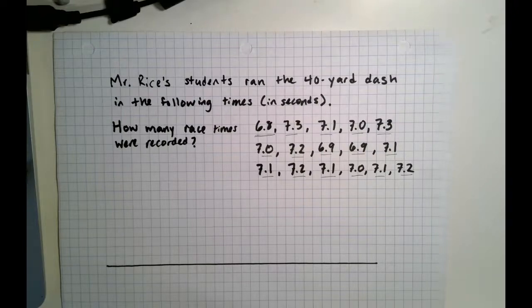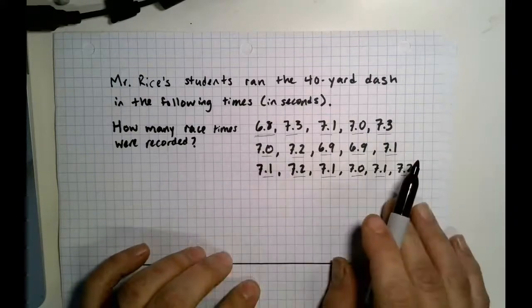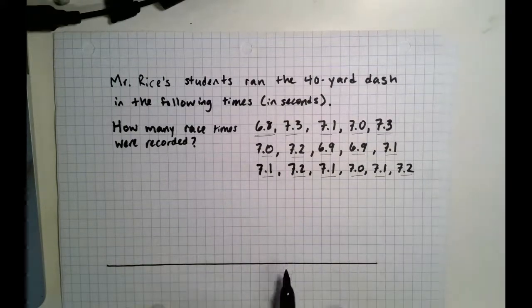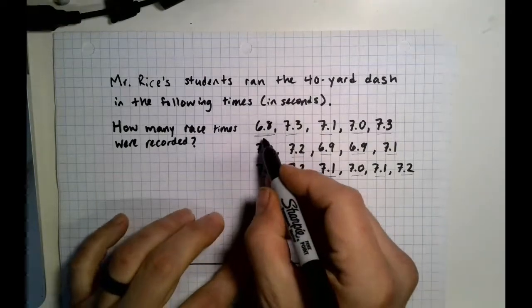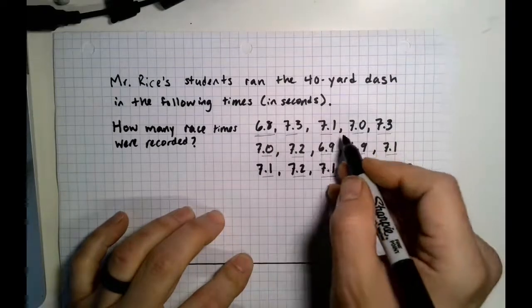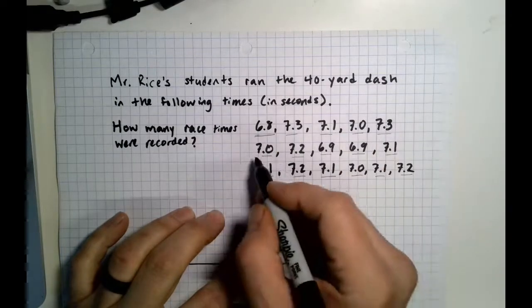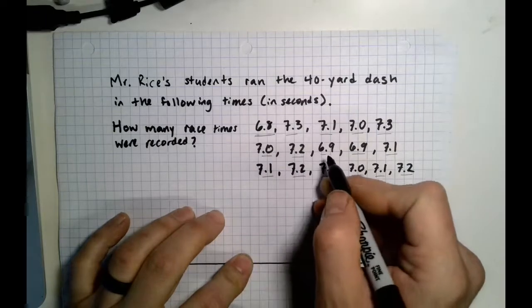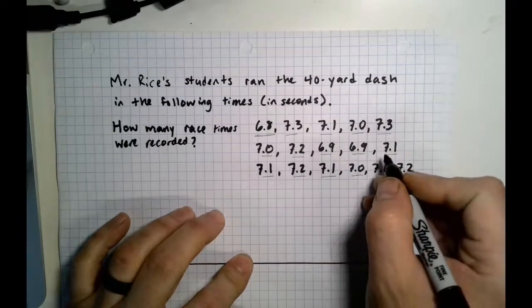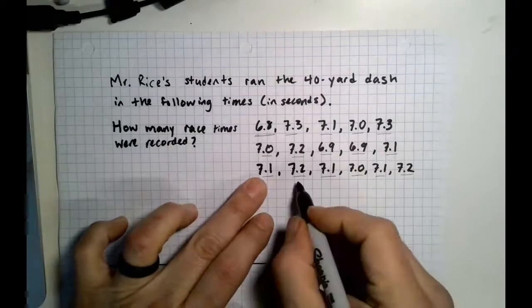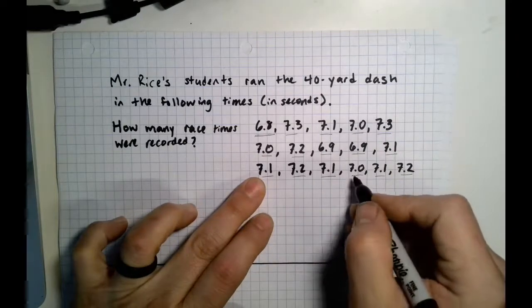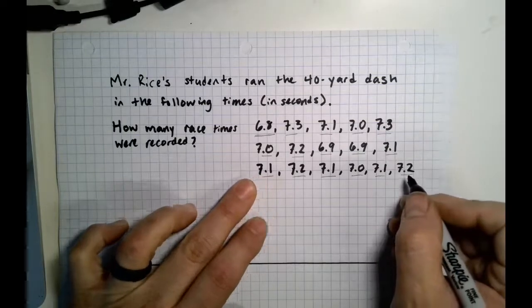So with that said, we got line plots, and one of the questions on the practice said Mr. Rice's students ran the 40-yard dash in the following times in seconds. And they give us all this data right here. And then down here I have a line drawn to give us a line plot. We're going to build a line plot in a second. So we got 6.8, 7.3, 7.1, 7.0, 7.3, 7.0, 7.2, 6.9, 6.9, 7.1, 7.1, 7.2, 7.1, 7.0, 7.1, and 7.2.